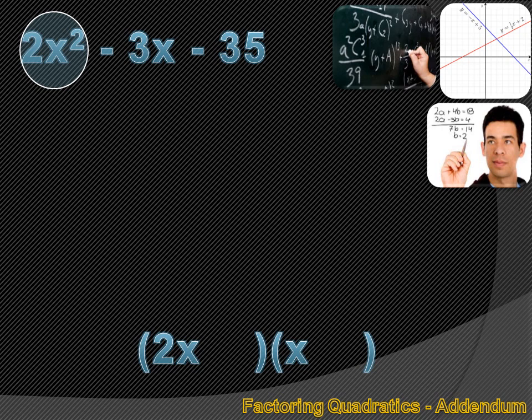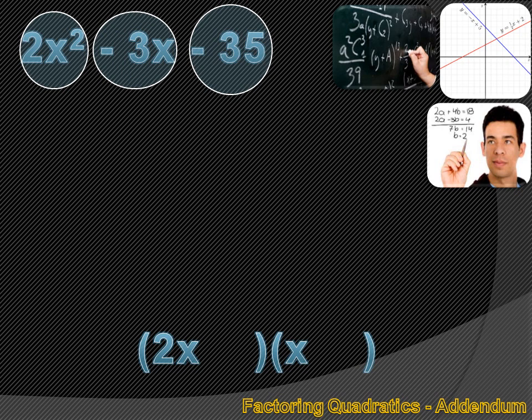Now to figure out what else goes in each of those brackets, I'm going to turn to my c term, my minus 35. And I can see that 35 is 7 times 5. I mean, it could be 35 times 1, but I'm never going to get to minus 3 as a b term if I use 35 times 1. So let's try 7 times 5. And I know that the 7 and the 5 are going to have different signs because my result is negative 35. But I don't know which is positive and which is negative, and I don't know where the 7 should go and where the 5 should go.